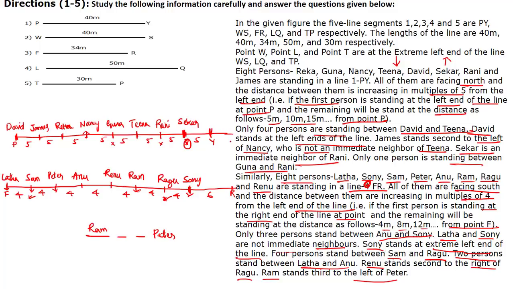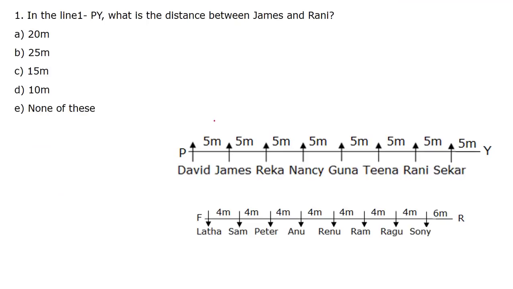Alright, let us solve the questions based on these two things, friends. In line 1 PY, what is the distance between James and Rani? James is here, Rani is here. What is the distance here? 5 plus 5 plus 5 plus 5, that is 5 plus 5, 10, 15, 20, 25. That is nothing but option B. The distance here is 25.